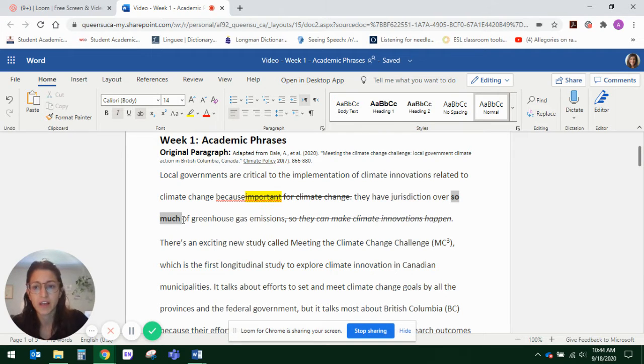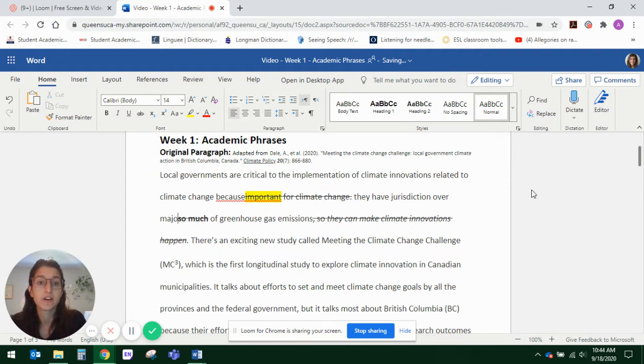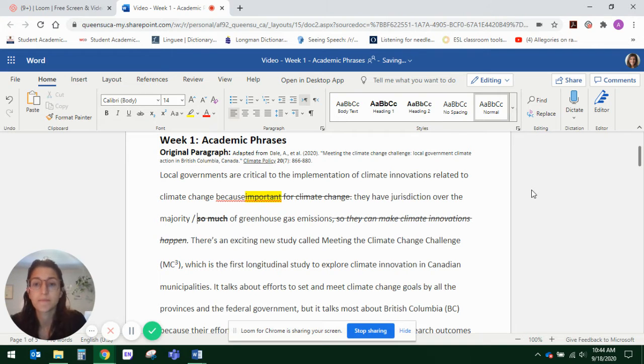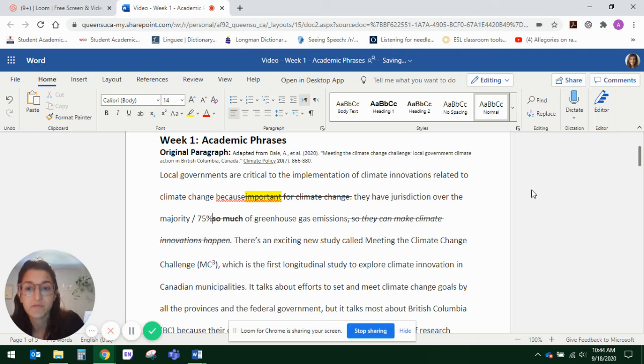So to improve that, I might either get rid of it or be more specific with my term. I might replace it with an academic phrase that is clearer about the exact number. Perhaps I say something like the majority, or even more specific, 75% of greenhouse gas emissions, depending on what the research supports.